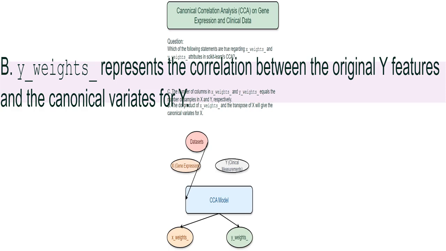This is incorrect. Y_weights_ gives the weights applied to features in Y, clinical measurements, to calculate canonical variates for Y. It does not directly represent the correlation between original Y features and canonical variates. Although there is a relationship, the weights are not the correlations themselves.